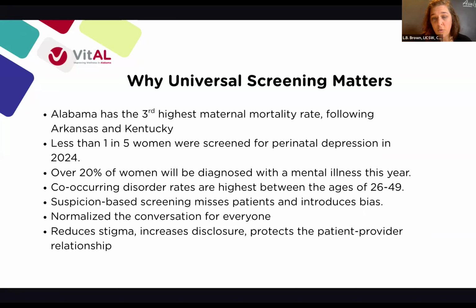And we all know, or should know by now, that mental health and substance use disorder go hand in hand, right? And trauma as well. So it's super important that we can screen for things that maybe we wouldn't usually. Over 20% of women will be diagnosed with a mental illness this year, and co-occurring disorder rates are highest between the ages of 26 and 49. And this helps to normalize the conversation for everybody and really takes away that stigma, that suspicion-based screening. And then with that, it organically reduces stigma, increases disclosure, and really helps the outcome of your patient-provider relationship and strengthens it.